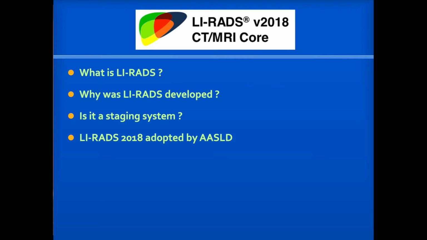LI-RADS was developed because there was a perceived need to avoid biopsy in making the diagnosis. This stemmed from a few things. One is that historically, it was not that unusual to have a false negative biopsy for HCC, particularly if it was well differentiated. Sometimes pathologists had a bit of a hard time distinguishing normal liver from hepatocellular carcinoma. I would say that's less true today, but historically that was sometimes an issue.